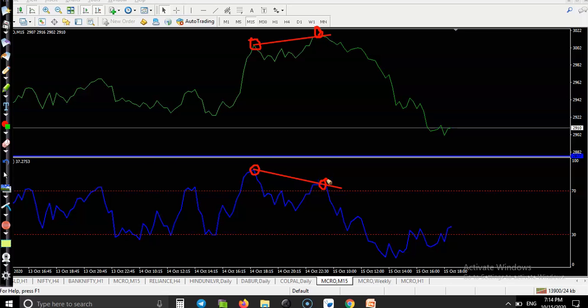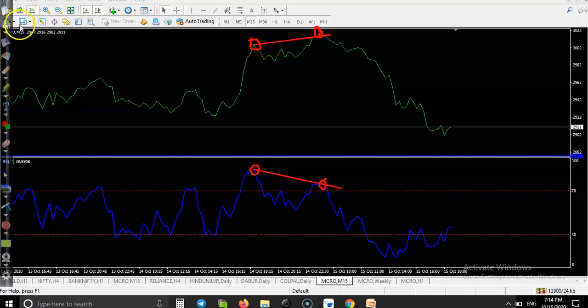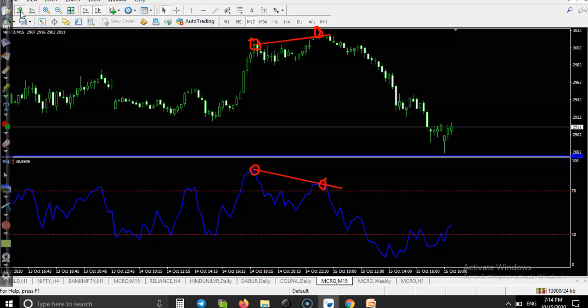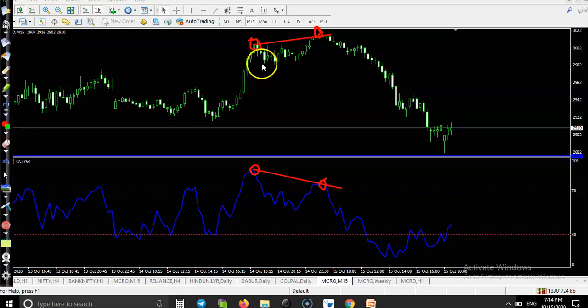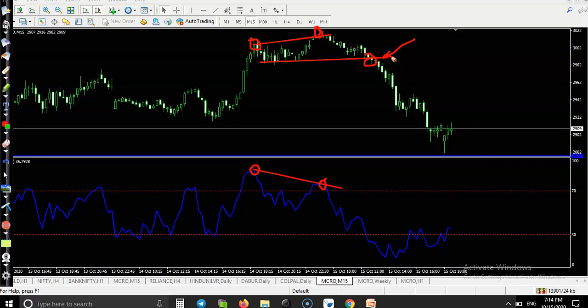Now where is our entry point? So now let's jump to the candle chart. This is the candle chart, and we will draw the previous lower point. Have you seen it? So we need a breakout. Once price breaks this trend line, we are looking for a short. That is the counter trading strategy.